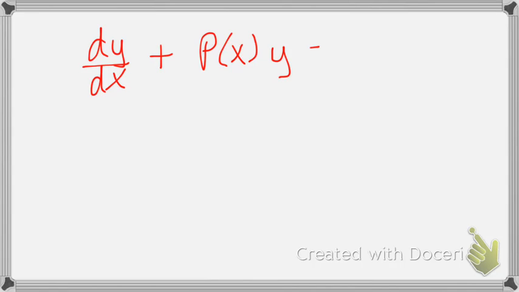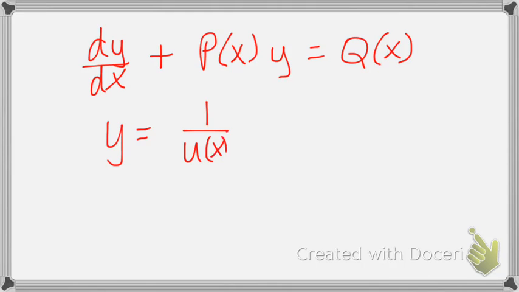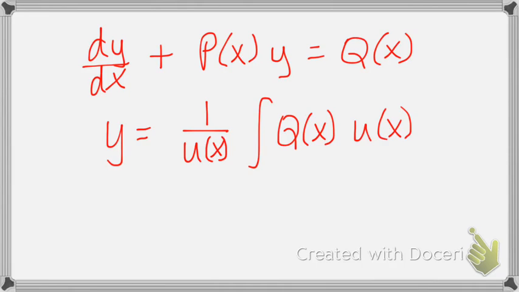Okay, so here is some things you need to know. Like logistic, how there was a differential equation and a solution, same thing here. This is the form of the differential equation. And this is the solution. And u of x is something new, and it's called the integrating factor.